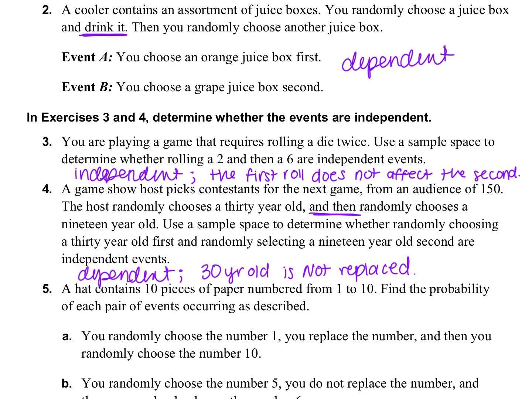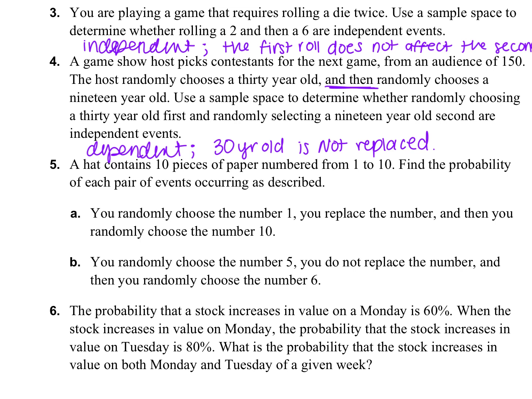All right, looking at number 5, it says a hat contains 10 pieces of paper numbered 1 to 10. Find the probability of each pair of events occurring as described. Looking at the first one, it says you randomly choose the number 1. You replace the number. Then you randomly choose the number 10. So is this independent or dependent? This one's going to be independent because I'm putting it back.